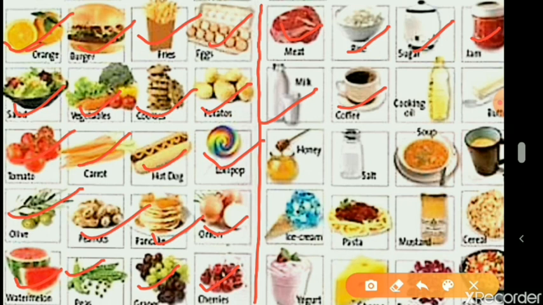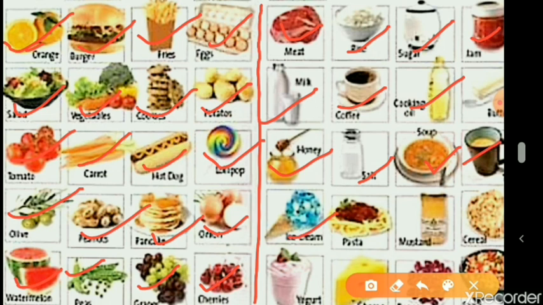Coffee. You don't say one coffee, two coffee. Rather, we say a cup of coffee, two cups of coffee, five cups of coffee, and so on. So, coffee is uncountable. Cooking oil. All the cooking oils are uncountable, students. Honey, uncountable. Salt, we cannot count salt. Soup, liquid form, we cannot count. Tea, we cannot count tea.